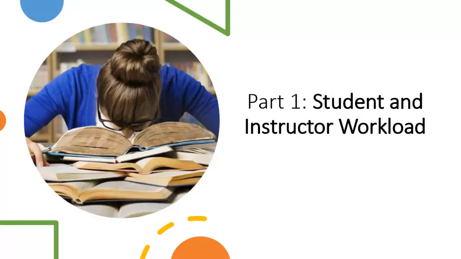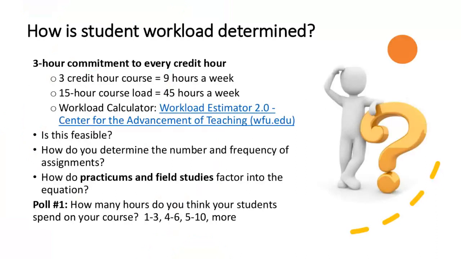Okay, so let's talk about student and faculty workload. First of all, how is student workload determined? In the past, the rule of thumb has traditionally been that for every 1 hour of credit, students should spend 3 hours studying or doing something related to that class. So a 3-hour course would equal 9 hours a week for one course.